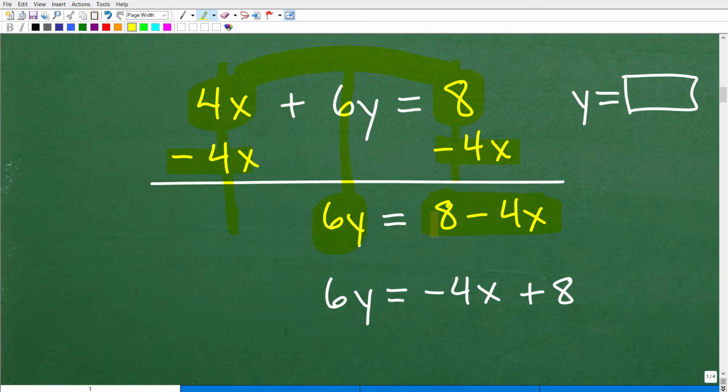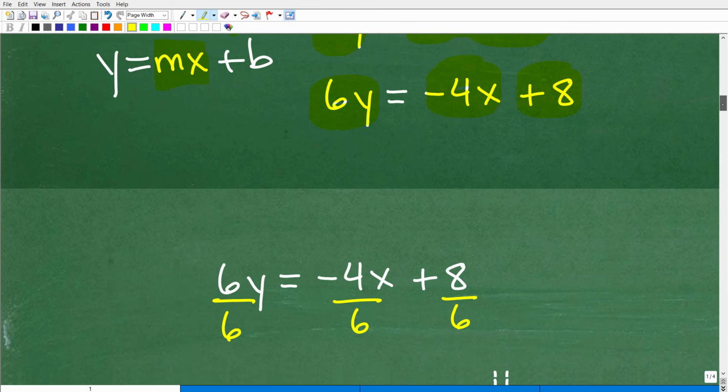Now, I don't want to leave the result on the right-hand side this way. I'm going to shuffle these terms around and put the negative 4x first, and then a positive 8. So 8 minus 4x is the same thing as negative 4x plus 8, because remember, we're trying to get this into y equals mx plus b form. So I need my term with the x first. That's why I'm doing that. All right, so we have 6y is equal to negative 4x plus 8.